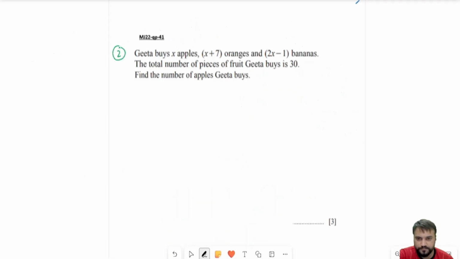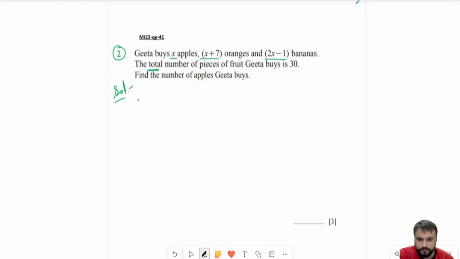Question 2 is: Geeta buys x apples, x plus 7 oranges, and 2x minus 1 bananas. The total number of pieces of fruit Geeta buys is 30. Find the number of apples Geeta buys. So how can we solve this problem? In these types of questions, we form an equation. Okay, and how can we form an equation? By adding all these, because of this total.